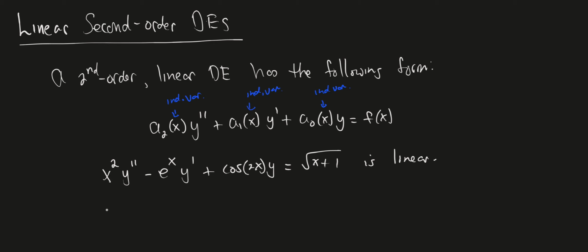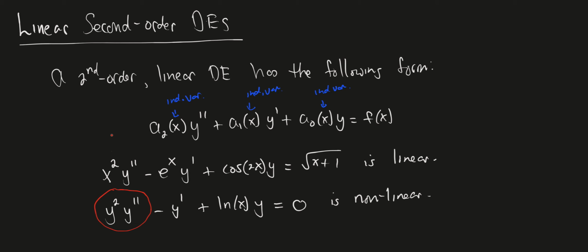Whereas if I have something like this, let's say I have y squared times y double prime minus y prime plus the natural log of x times y is equal to 0, then this one is nonlinear, because look, right here there are two things that are going wrong. First, I have the dependent variable squared, so that's a big red flag. Second, I have the square of the dependent variable times the second derivative of the dependent variable. So I can't have a function of y multiplying y or y prime or y double prime. So this is like a double whammy right here. So this is nonlinear, right, for these reasons, I should say more precisely.